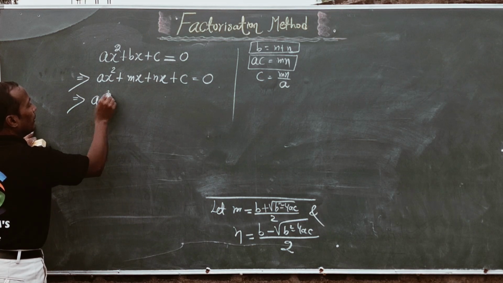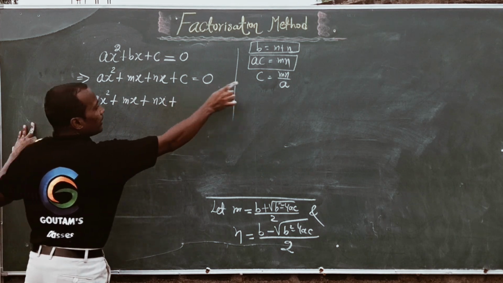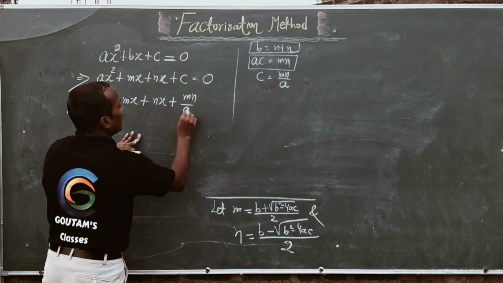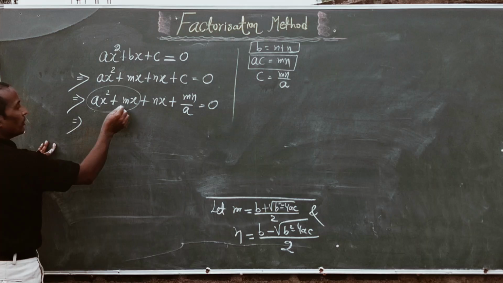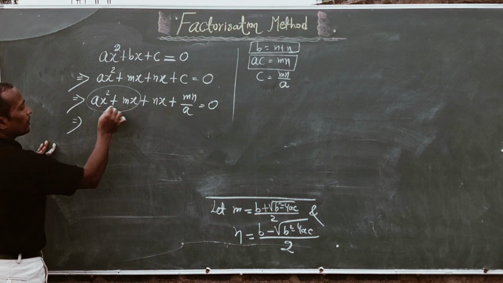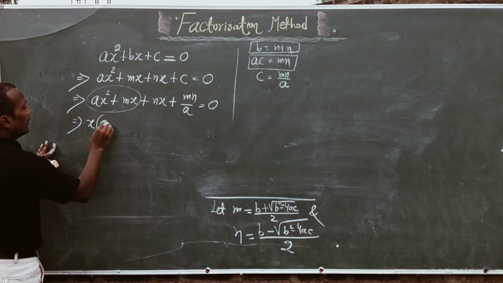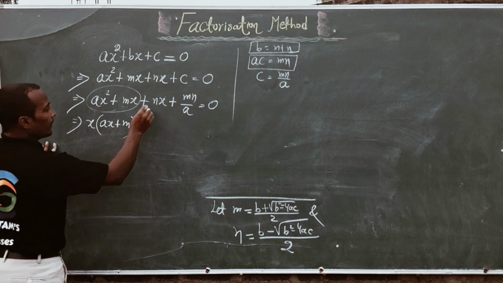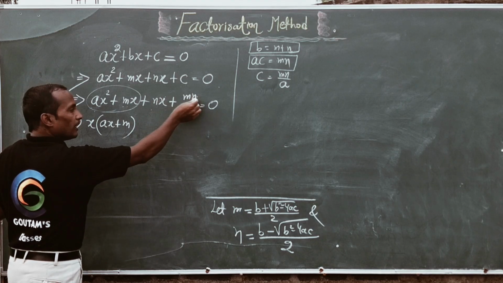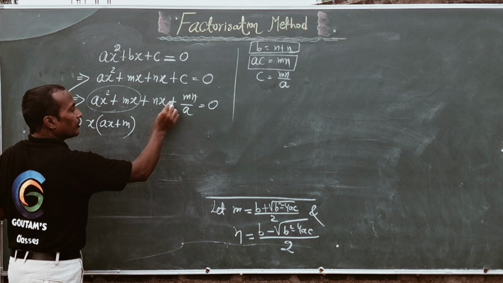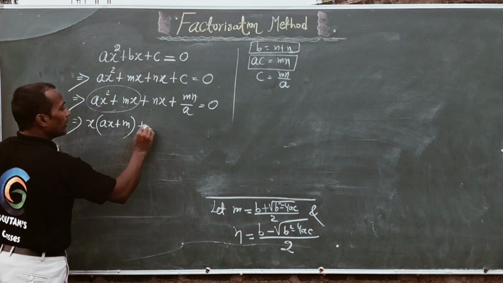You see, ax square plus mx plus nx. In place of c, I write mn by a equals 0. Now, from these parts, what is common? Let's make the group of first two terms and the last two terms. From the first two, we have common x. Ax is left plus m is left. Here I have nx plus mn by a. From these two parts, n is common. After taking n common, you will be having x plus m by a. But our requirement is ax plus m. I can get this by doing like this.